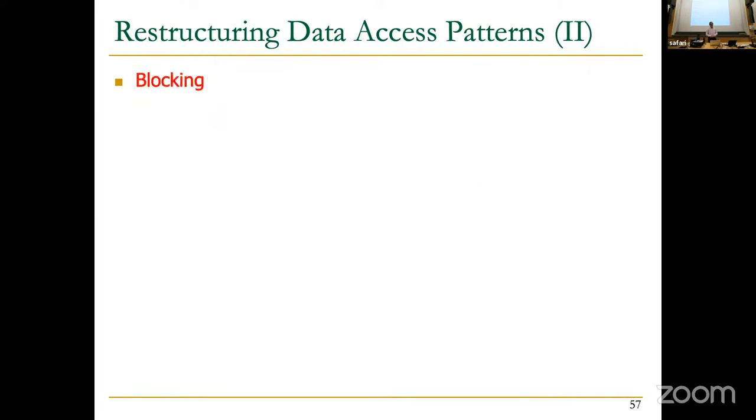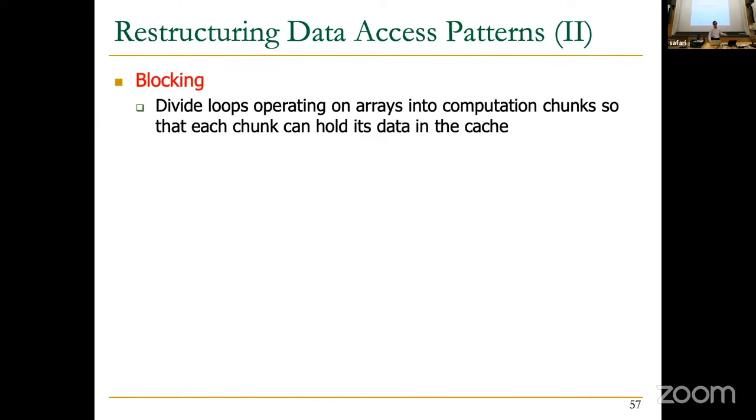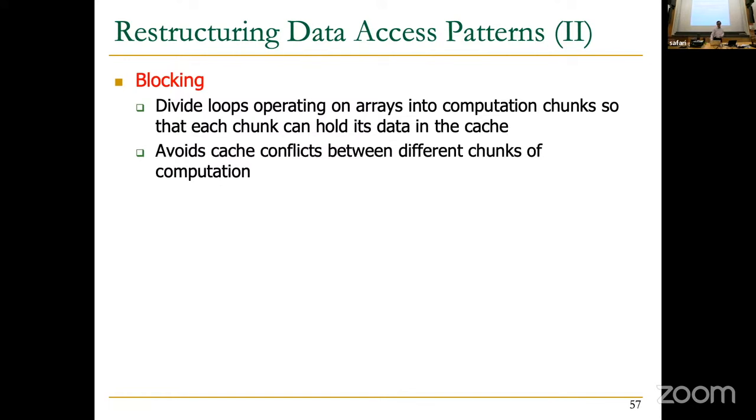Okay, let's take a look at another example, blocking. I've already given you the idea actually. Here, the idea is to divide the loops operating on arrays into computation chunks such that each chunk can hold its data in cache. Basically, divide your program into smaller chunks such that the data that each chunk is operating on is in the cache, right? It doesn't have cache misses.